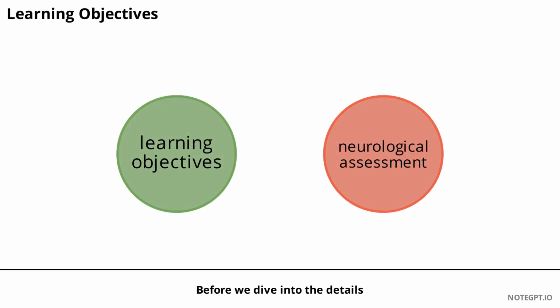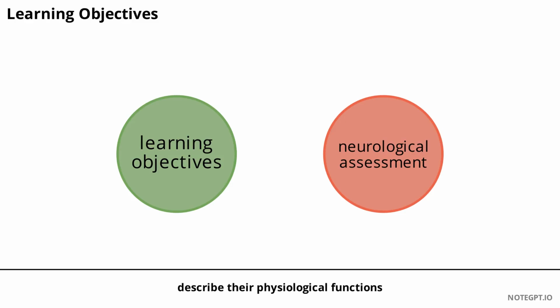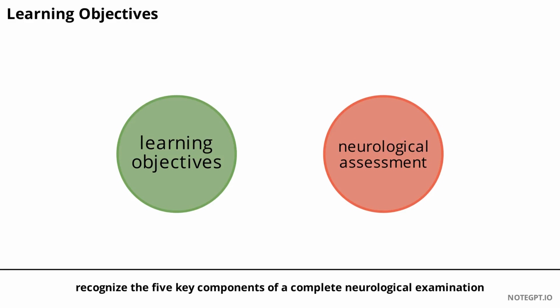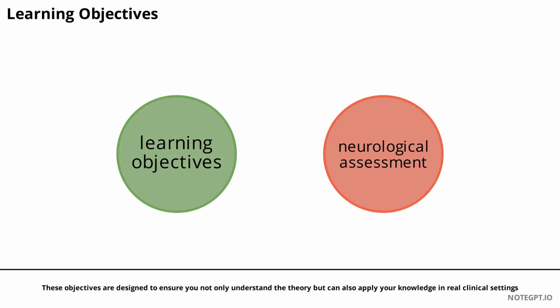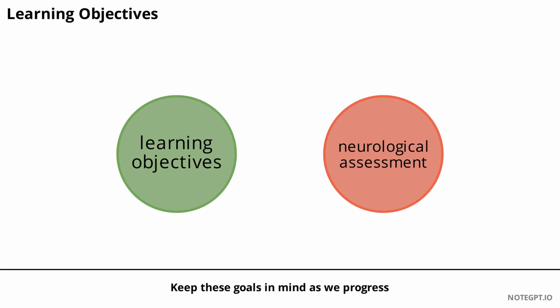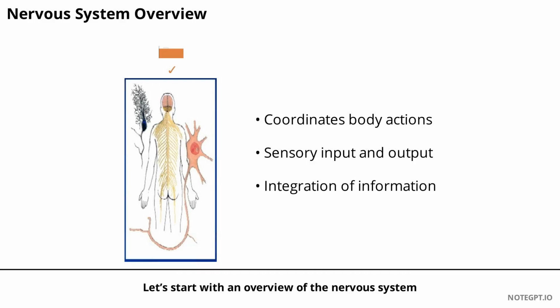Before we dive into the details, let's clarify our learning objectives. By the end of this session, you'll be able to identify the main anatomical structures of the nervous system, describe their physiological functions, recognize the 5 key components of a complete neurological examination, perform a thorough physical assessment, and interpret your findings accurately. These objectives are designed to ensure you not only understand the theory, but can also apply your knowledge in real clinical settings. Keep these goals in mind as we progress, as they will guide your learning and help you focus on what's most important. Let's start with an overview of the nervous system.